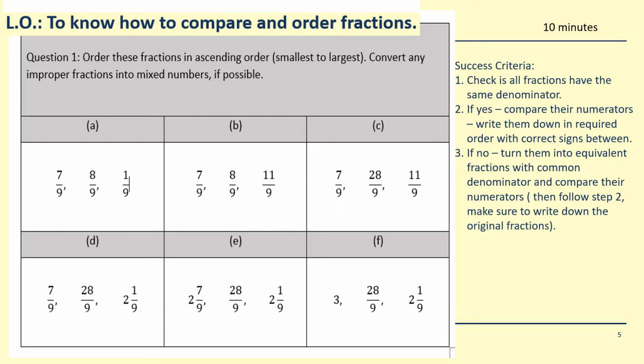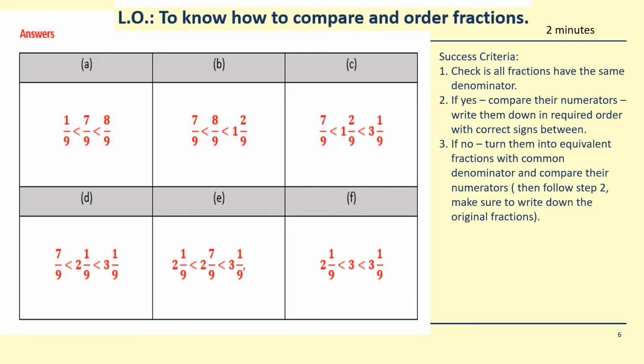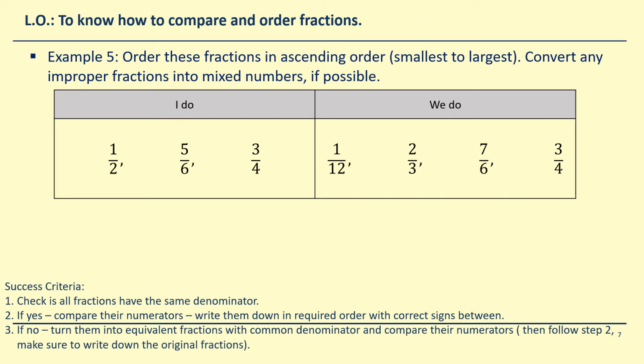Okay, so now pause this video for about 6 to 10 minutes. Follow the success criteria, which you can see are still on the screen, and order the following 6 sets of fractions. And here are the answers. As you can see, all of them are actually over the same denominators. Now we are going to practice a little bit more comparing fractions over different denominators, and also it says convert any improper fractions into mixed numbers if possible.